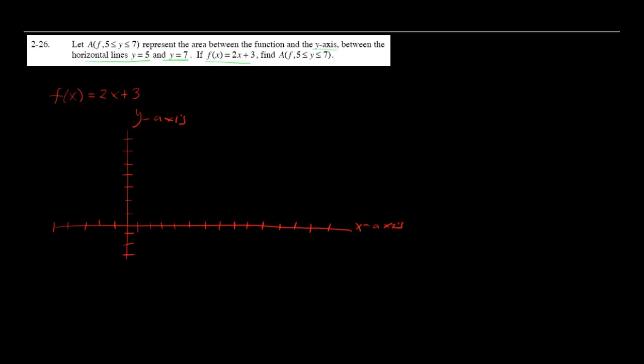So let's start off by looking at the function and go ahead and graphing it. So we place our x and y axis there. I'm just choosing a few points. If we select x equals 0, our output is 2 times 0 plus 3, which is just 3. If x is equal to 1, 2 times 1 plus 3 is 5. X is equal to 2, 2 times 2 is 4 plus 3 is 7.